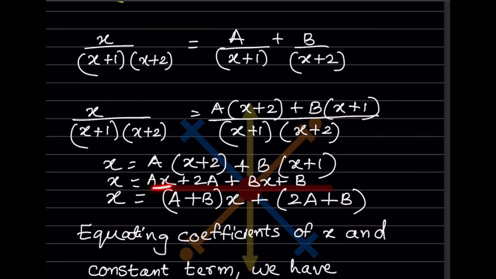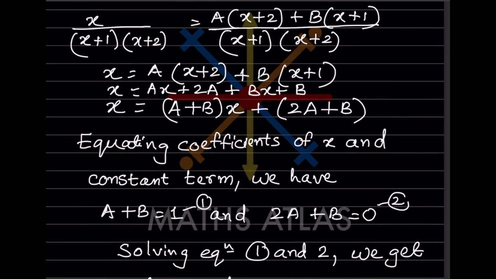So we can take ax and bx together, so that will be a plus b into x, and the constant 2a plus b we can write in the other bracket. Now we have x and we have the constant. We don't have an x squared term. So equating the coefficients of x and the constant term, we compare the left hand side with the right hand side.